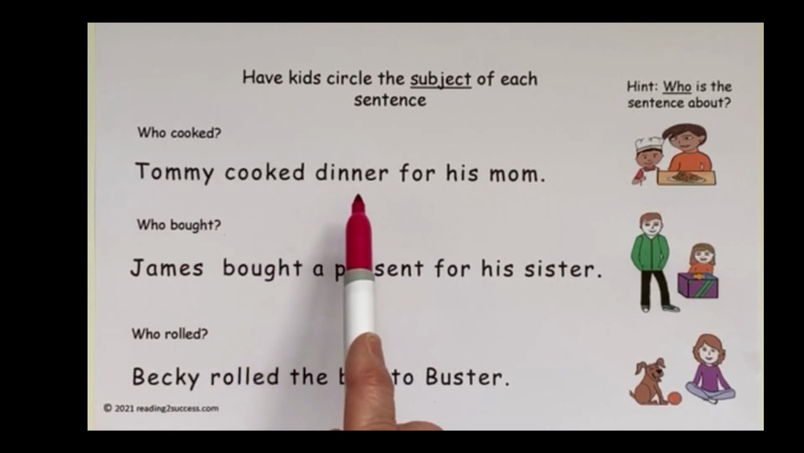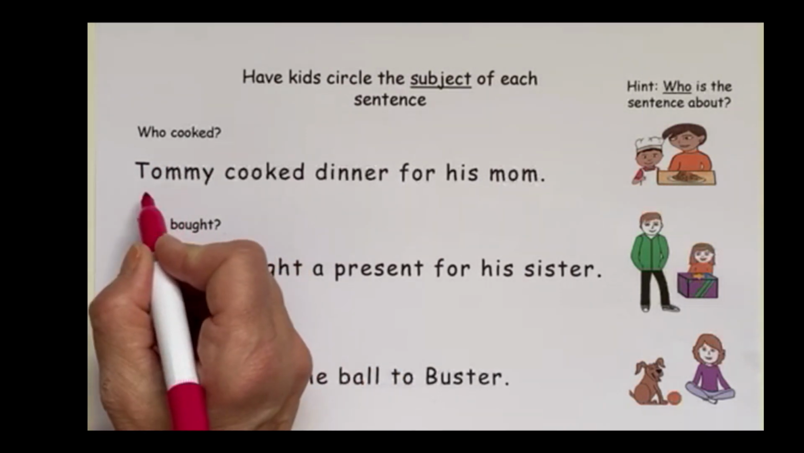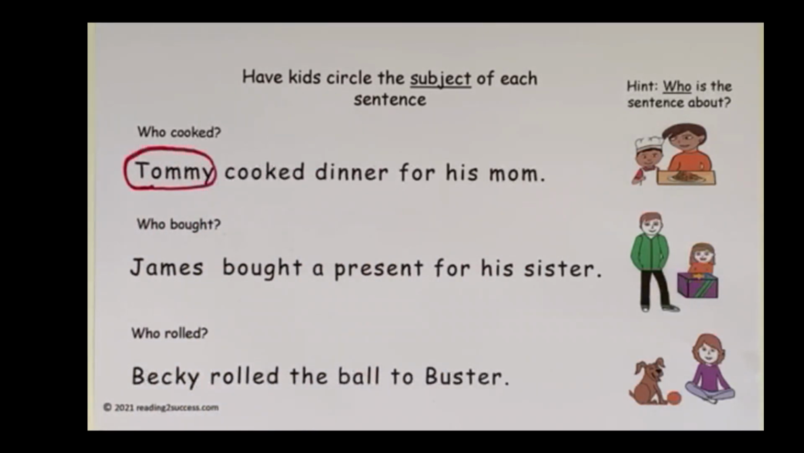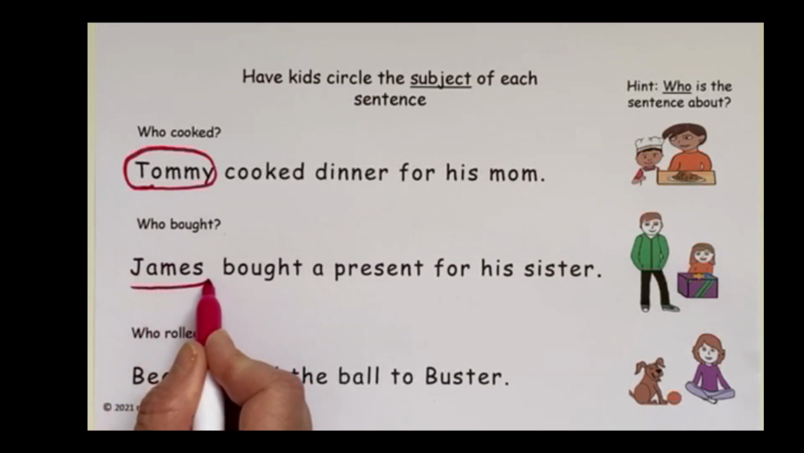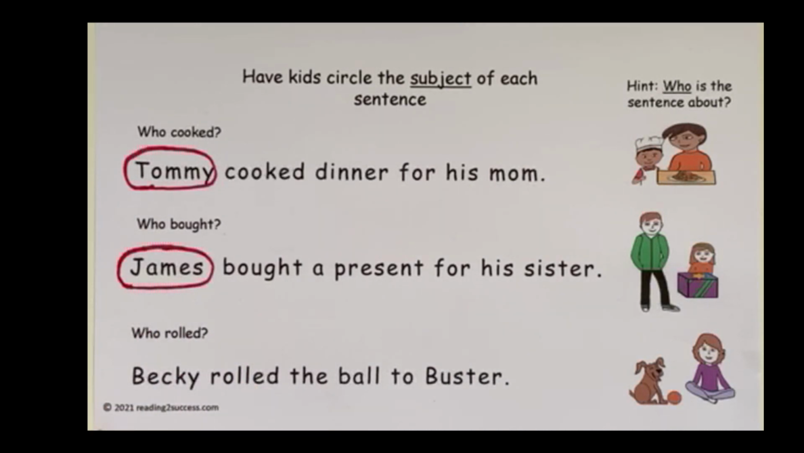Tommy cooked dinner for his mom. Remind kids that it's who the sentence is about. So ask, who cooked? The answer is Tommy. So have them circle Tommy. Go to the next sentence and read it with them. James bought a present for his sister. Ask, who bought? And the answer is James. James is the subject of this sentence.